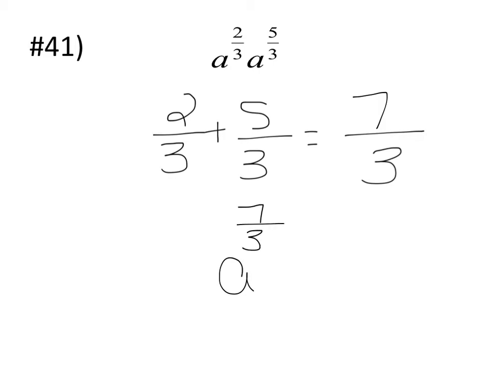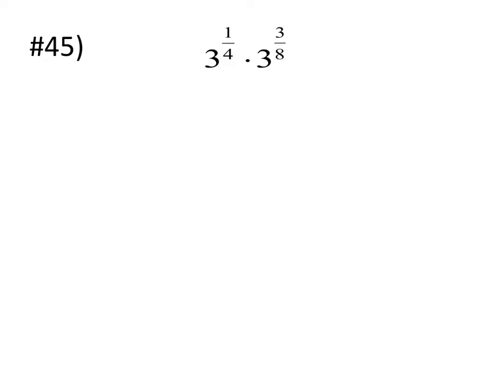It says use the property of exponents to simplify each expression. Write with positive exponents. Okay? So a to the 7/3 is as far as we need to go. If they asked for it in radical form, we would just swing the denominator around front. It would be cube root of a to the 7th.